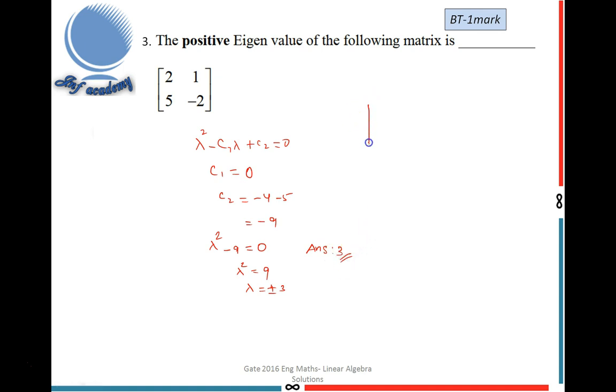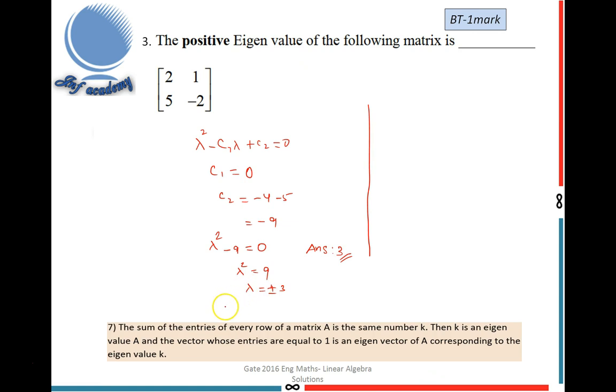Here I explain another way to find that problem. Another way to solve that problem: here I use one property, that is, if the sum of the entries of every row of a matrix A is the same number K, then K is an eigenvalue of A. This is the property.